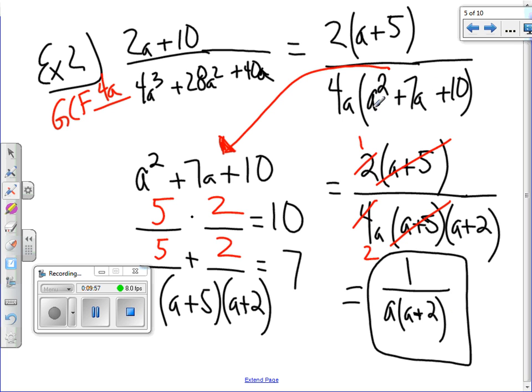But here, that's naked. So I needed two numbers that multiply to 10 but add to 7. Shazam, 5 and 2. Bada bing, bada boom. A squared breaks up as A and A. 5 and 2 drop down.